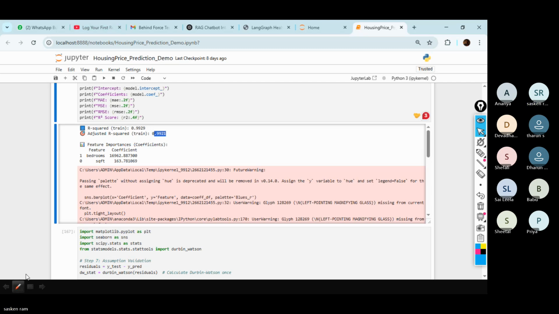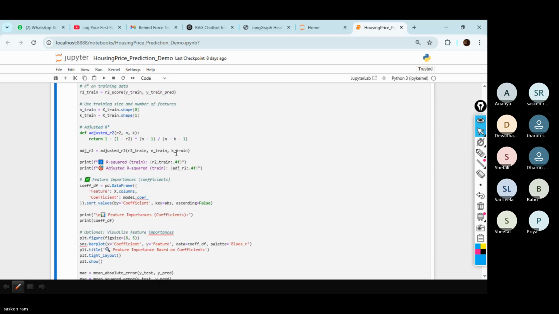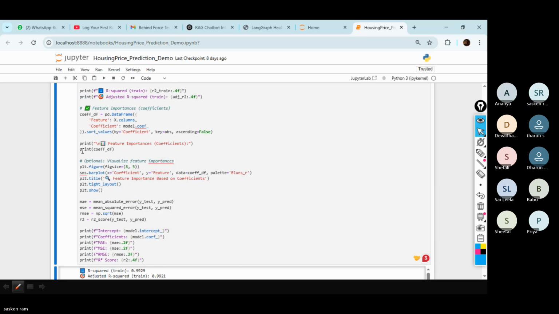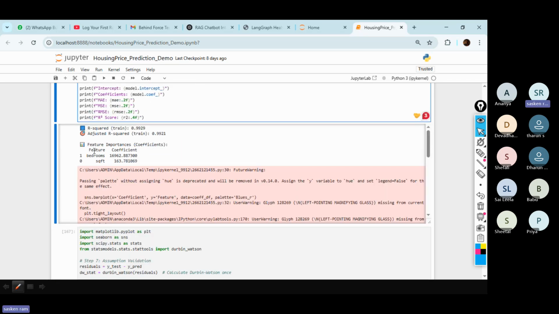Now we can say my model is really good. And the next one is the feature importance. Look here, I have used this data frame, and we have something called model.coef_. For each and every input feature, what is the coefficient value? This is the slope value for your bedroom. The slope value for the bedroom is 16,962, and for the square feet, the slope value is 163. I just wrote it here so that you will not get confused. Everything you learned already.